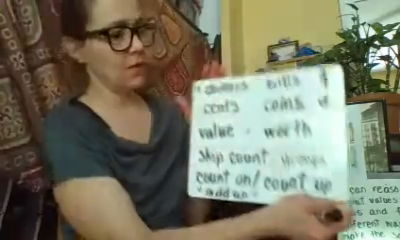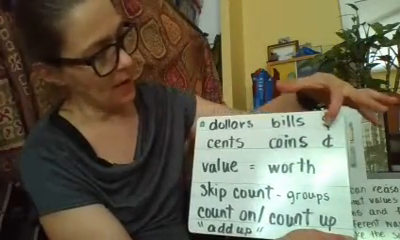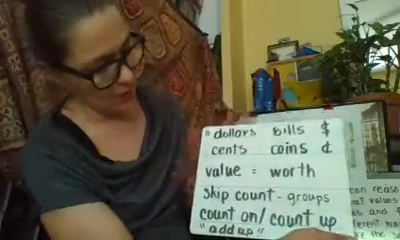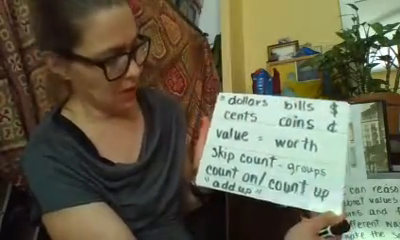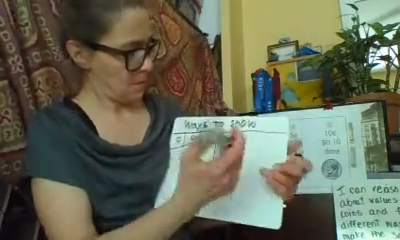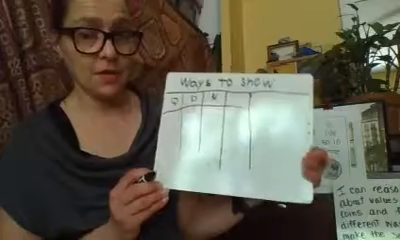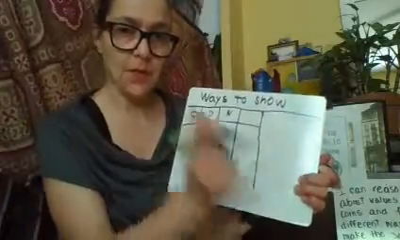Okay, so they're not going to use pennies here, although pennies can be used because a penny is worth 1 cent. Okay, and we have the dollars, the bills, and the dollar sign, the cents, the coins, and the cent sign, the value, how much it's worth, skip count by groups, count on, count up, and add up. And here are the ways to show, and I'll go ahead and show you what I've done, and you can go ahead and draw one of these as well on your whiteboard or on a piece of paper if you don't have a whiteboard.